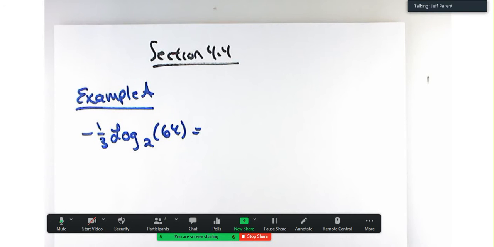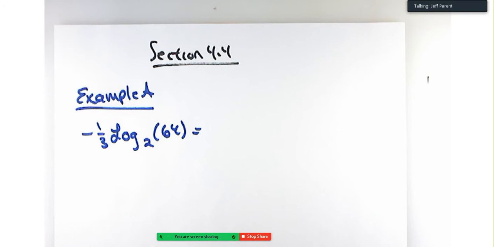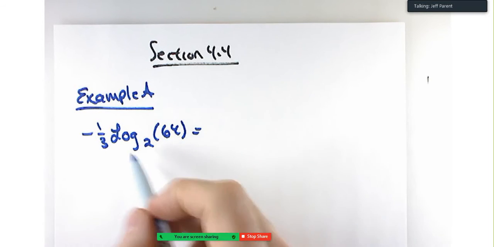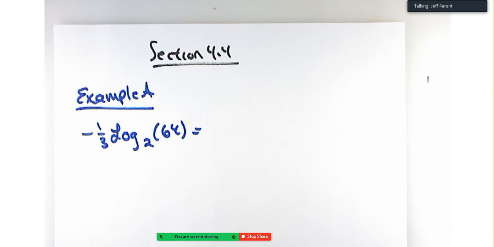So the point of section 4.4 is to try and get used to your properties of logarithms. It's building you up to get ready for section 4.5, in which we're going to solve logarithmic equations and exponential equations. So even though you could just directly calculate this on Desmos or on your graphing calculator, let's try and do this in a way that actually uses some of our properties.